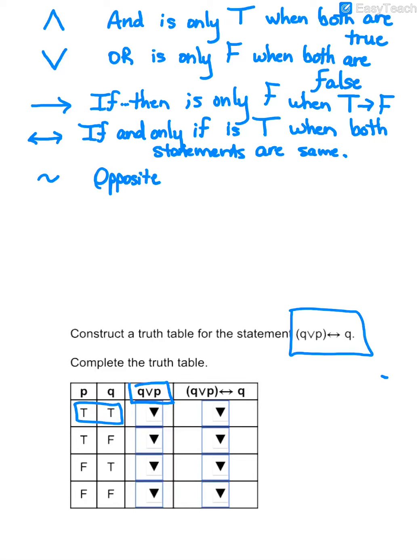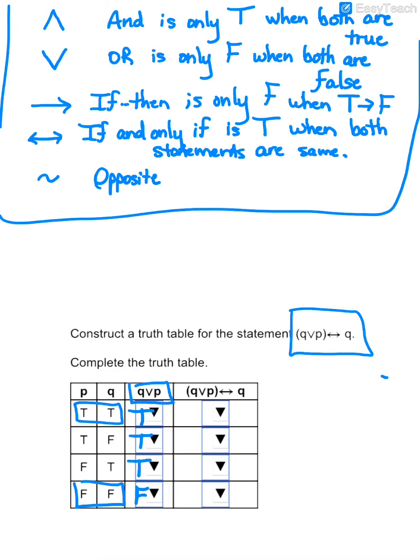And so what I'm saying to myself every time I look is or is only false when both are false. So if I don't see both false, as I go down the table, I'm putting trues. But the minute that I see both are false, I'm going to put a false within that table. So you learn these sayings and you say that to yourself as you are building the tables.